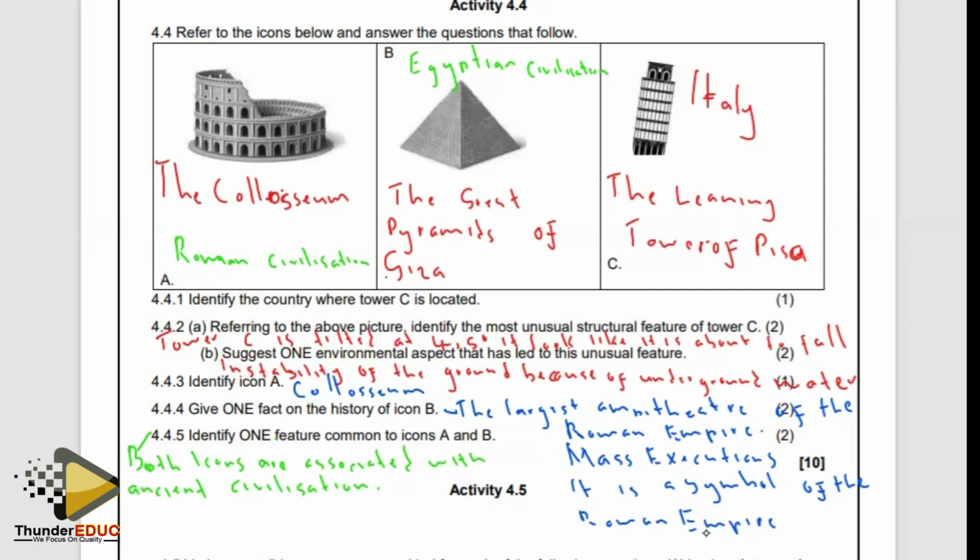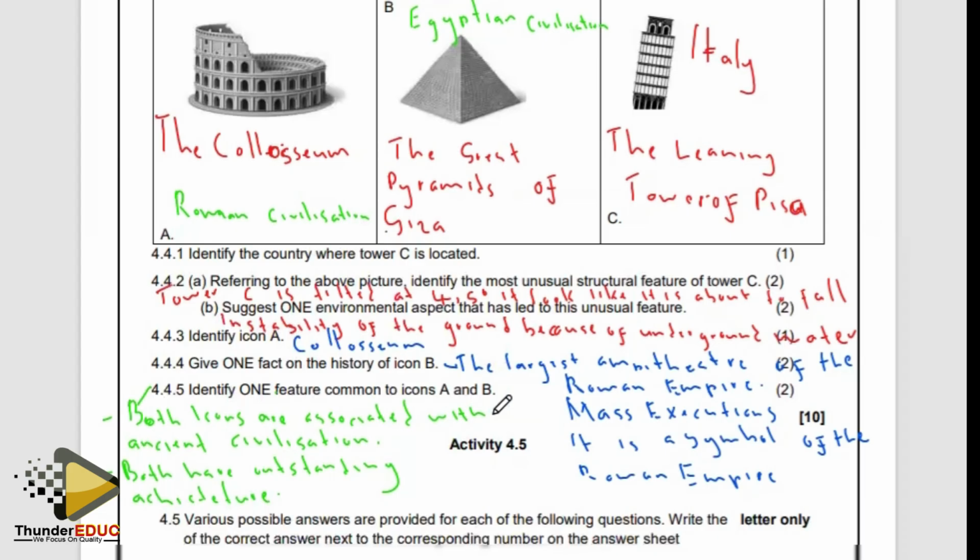Then in addition to that, both have outstanding architecture. They are built in a special way, which makes them special. So that is what is common amongst those two icons.